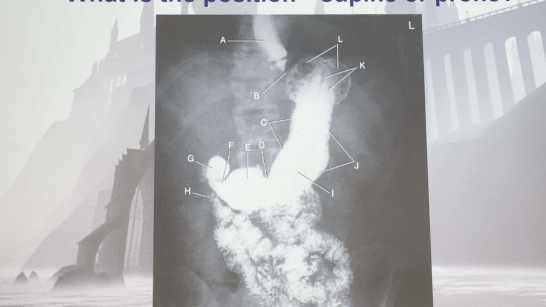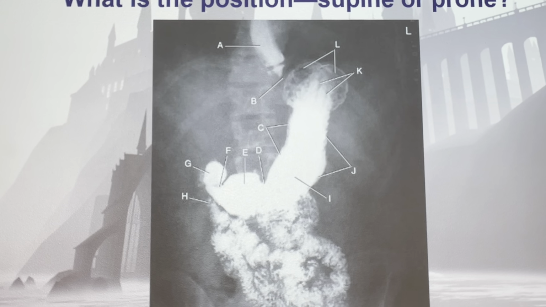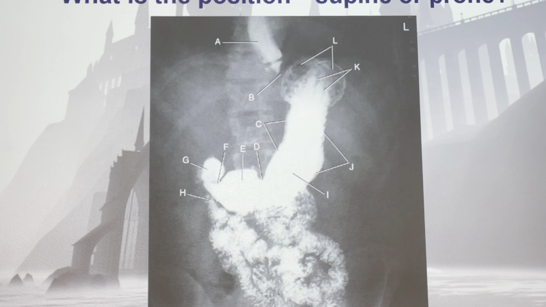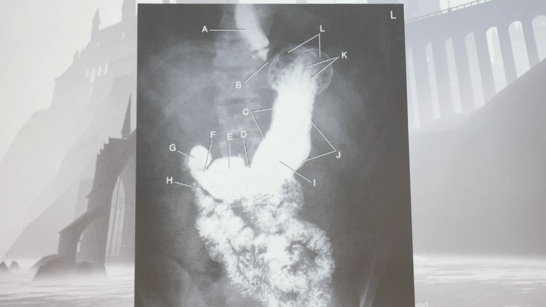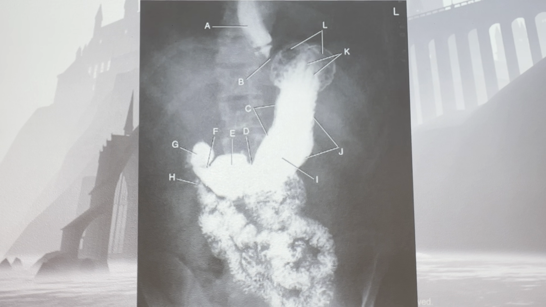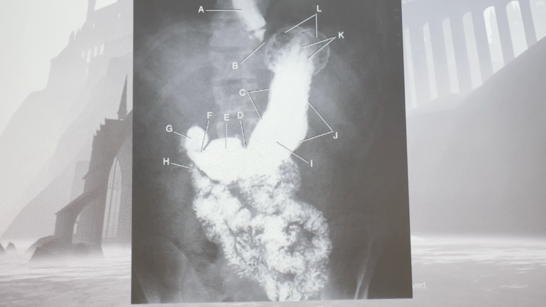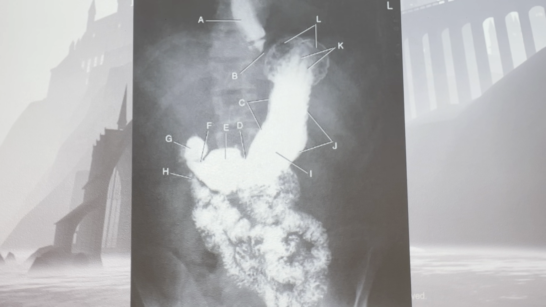E? Oh, E. Is that the pyloric portion? Pyloric or pylorus, correct. Letter F, where it narrows. What is that? That's your clue. It's narrowed down. The pyloric sphincter. Letter G.